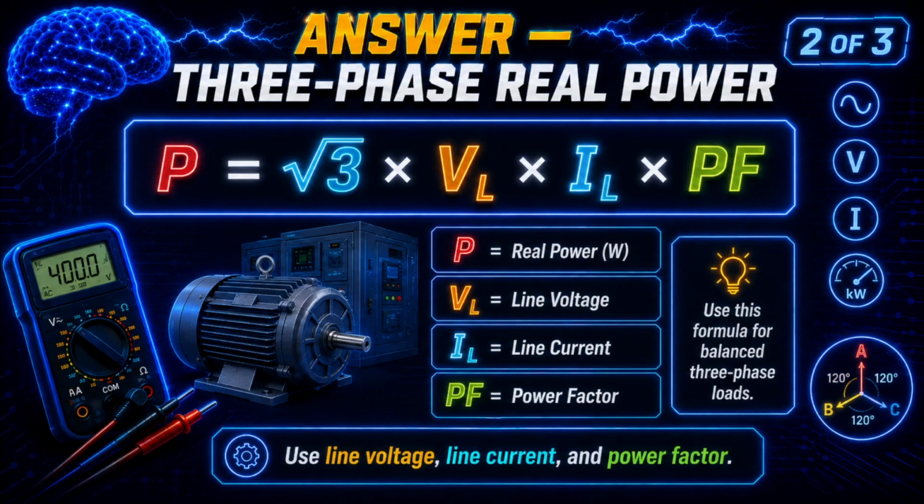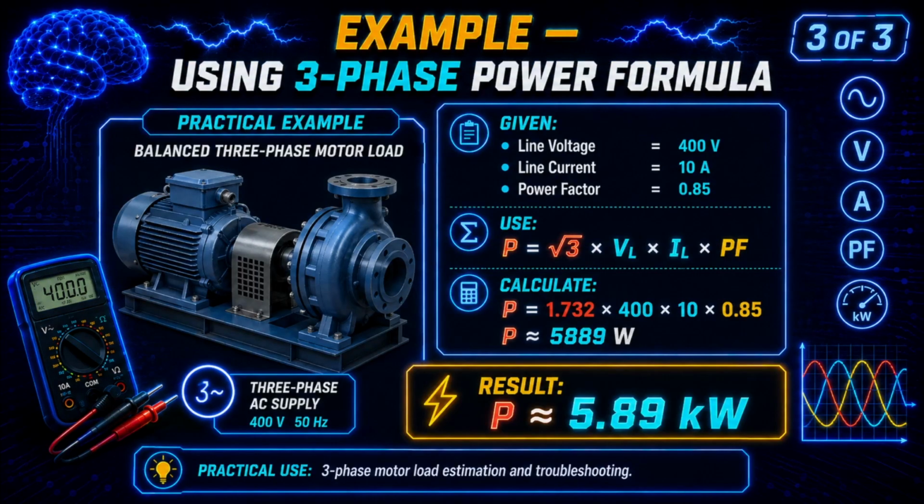Here, P is real power in watts, VL is line voltage, IL is line current, and PF is power factor. This formula is used for balanced three-phase loads. Now let's use it in a practical example. Here we have a balanced three-phase motor load. The line voltage is 400 volts, the line current is 10 amperes, and the power factor is 0.85.